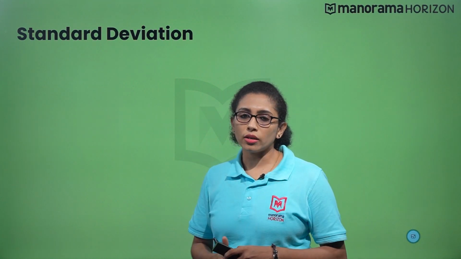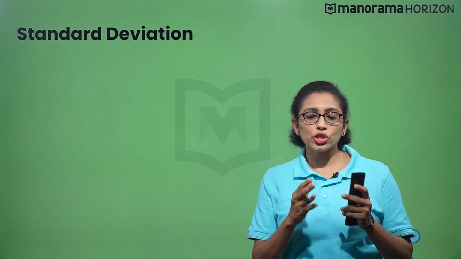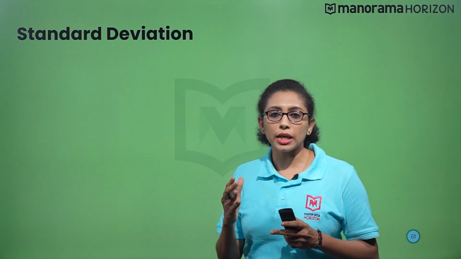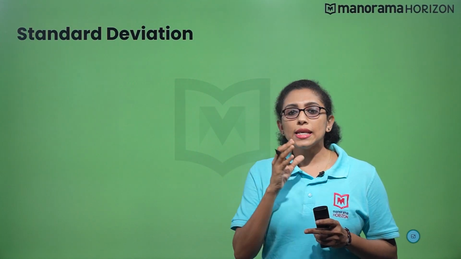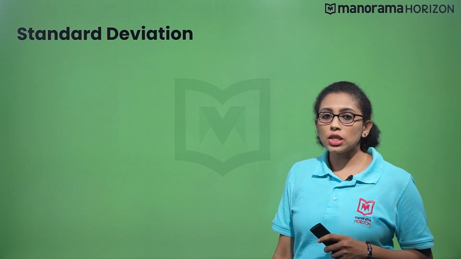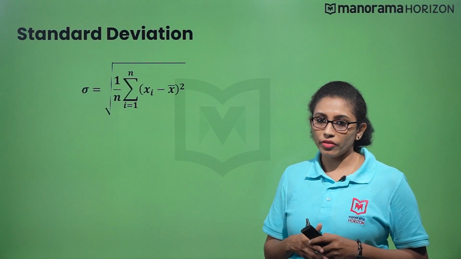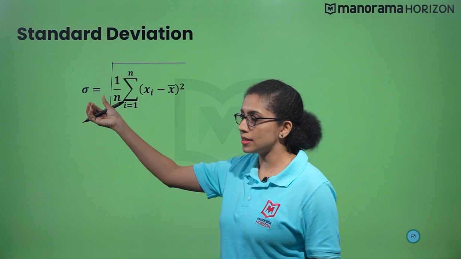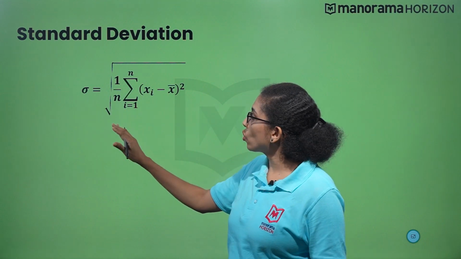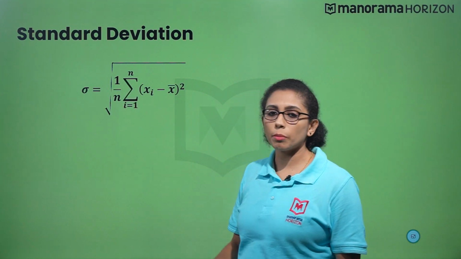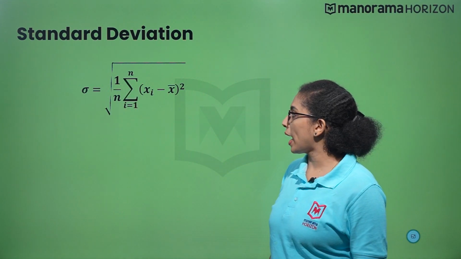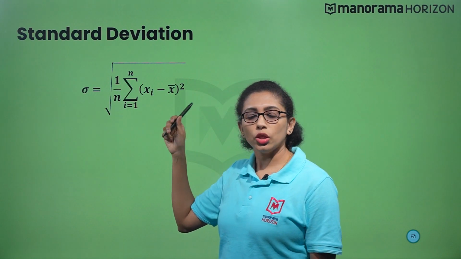What is actually standard deviation? The proper measure of dispersion about the mean of a set of observations is expressed as the positive square root of the variance, and that is called the standard deviation, and is usually denoted by sigma, and the equation is square root of 1 by n summation i equal to 1 to n, xi minus x bar the whole square.